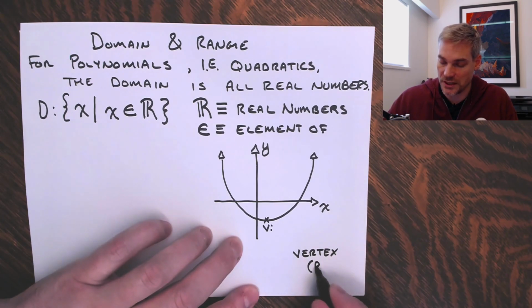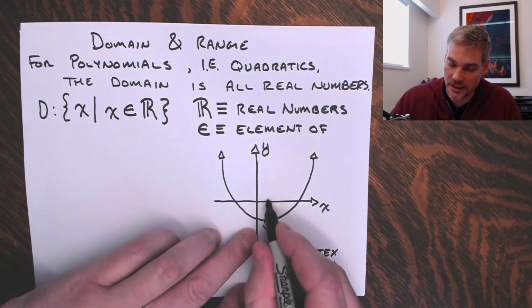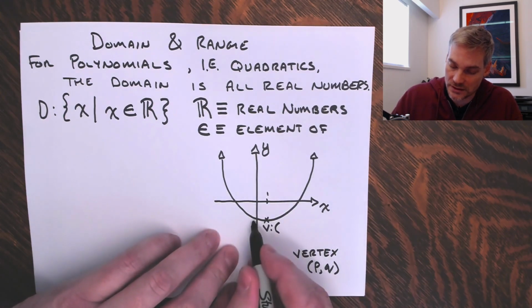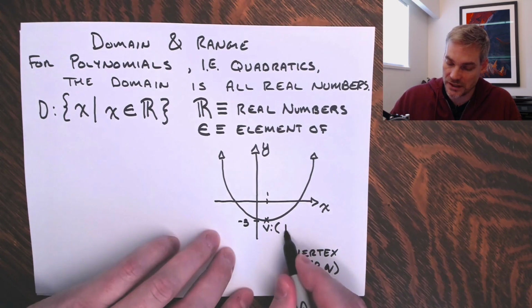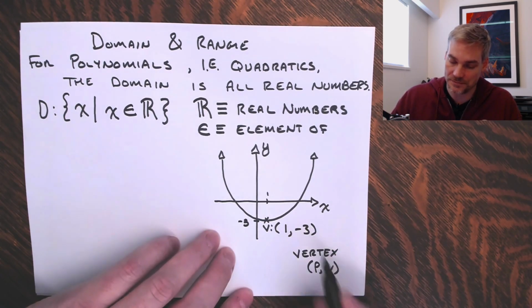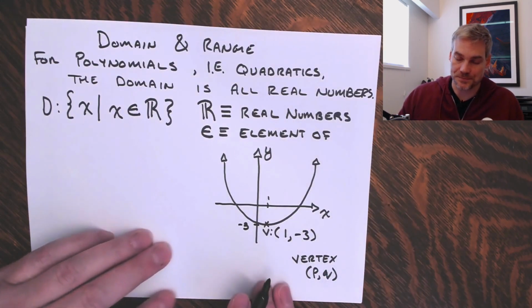is the point P, comma, Q. But in this, I'm going to write specific numbers. So here, I'm going to say, that looks like it's about 1. And let's say right here, that's about -3. So we have the vertex is 1, -3. And the a value, it's opening upwards, so the a value is positive.